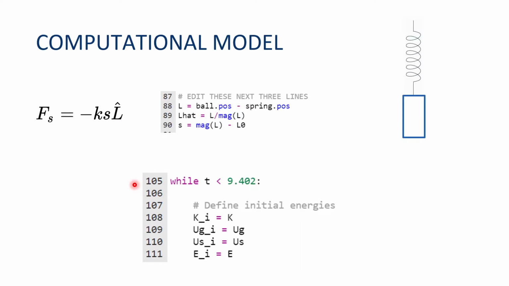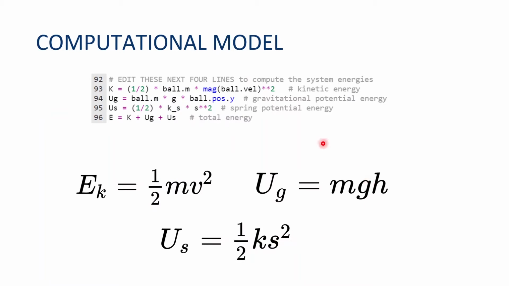Then we can create this while loop, where t iterates up to 9.4 seconds, which is the length of our Tracker video. We initialize our energies. Then to update our energies, we use the idea that the kinetic energy is equal to 1/2 mv squared, which we plug in right here. Gravitational potential energy is mgh, which we plug in right here. And then the spring potential energy, which is 1/2 k s squared, where k is the spring constant, and s is the displacement, which we plug in right here. And then to calculate the total energy, we simply add up all these three energies.